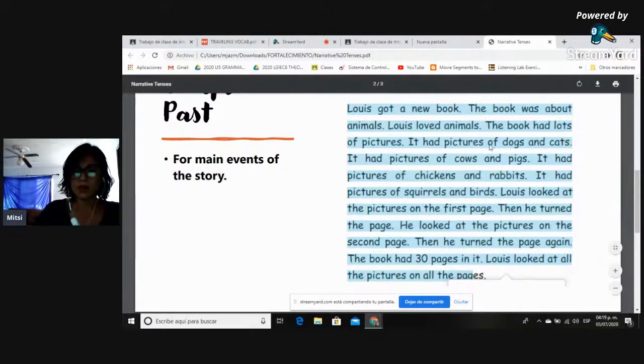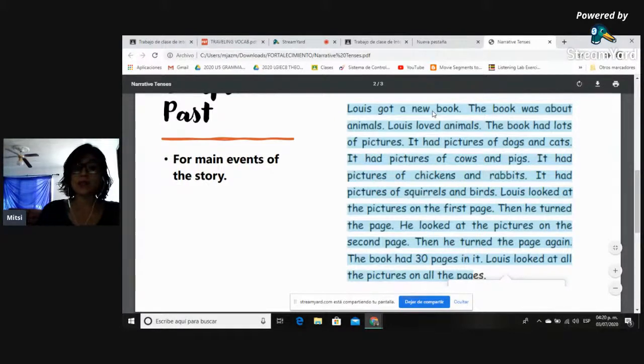So if you take a look, it says, Luis got a new book. Got is a verb in past. So this sentence is in simple past. Luis got a new book. The book was about animals. Luis loved animals. The book had lots of pictures. It had pictures of dogs and cats. It had pictures of cows and pigs. It had pictures of chickens and rabbits. It had pictures of squirrels and birds.